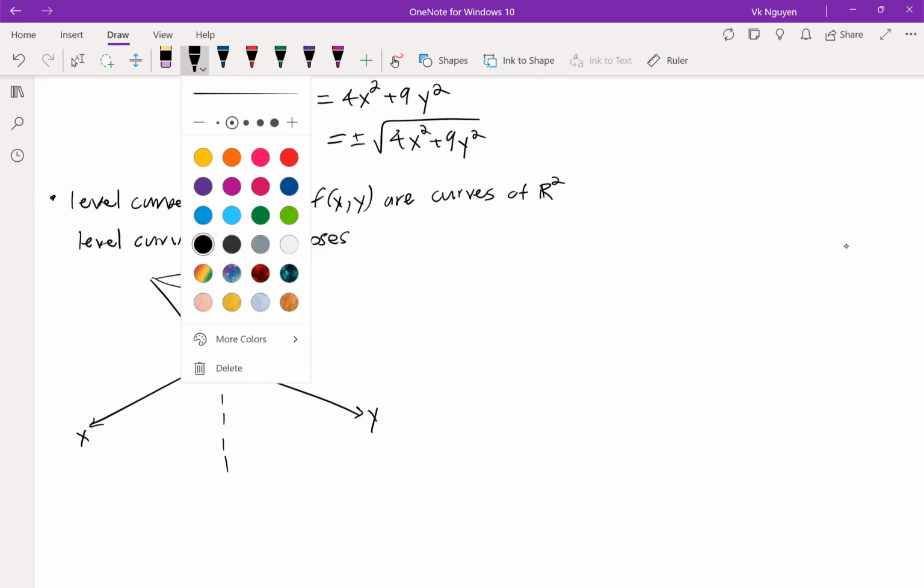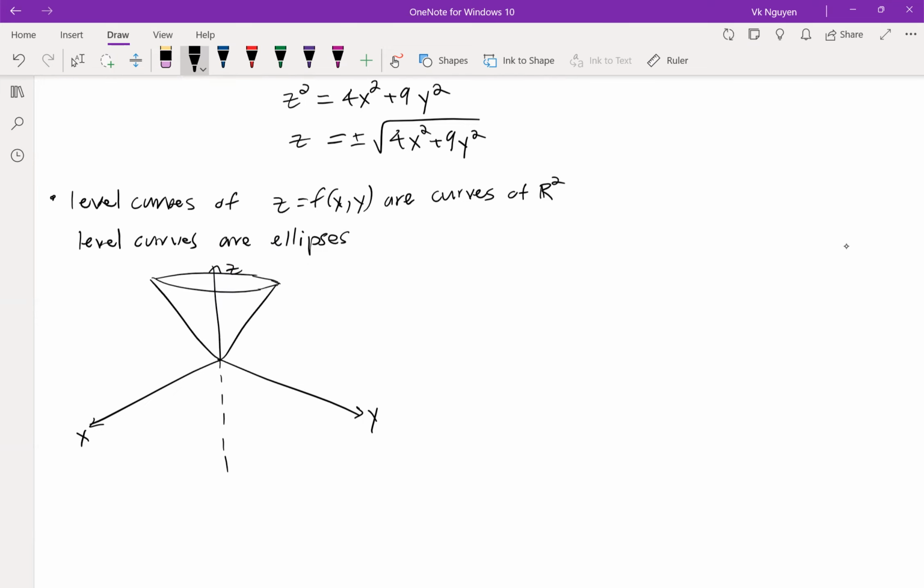So this is the one: elliptic cone, z equal root of 4x squared plus 9y squared. Remember, we still have the minus one, so it's going to be down here.